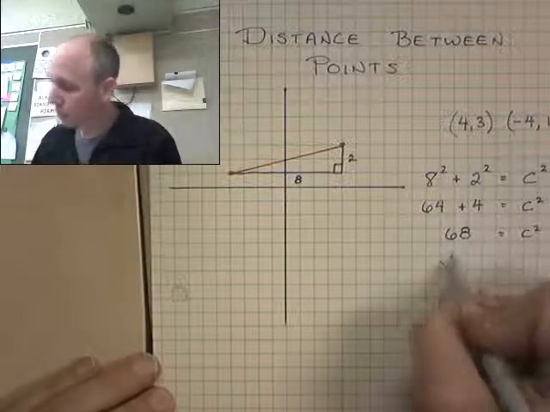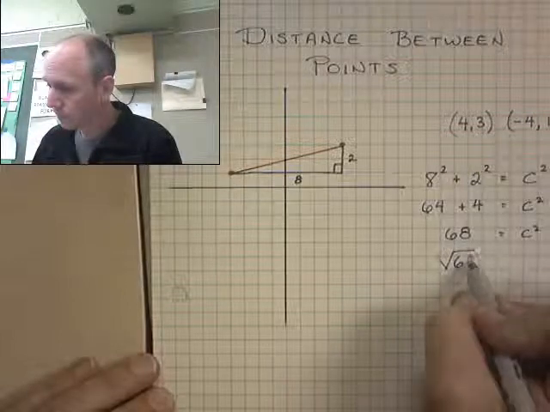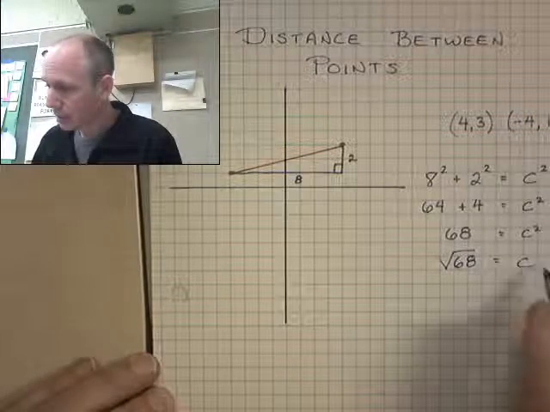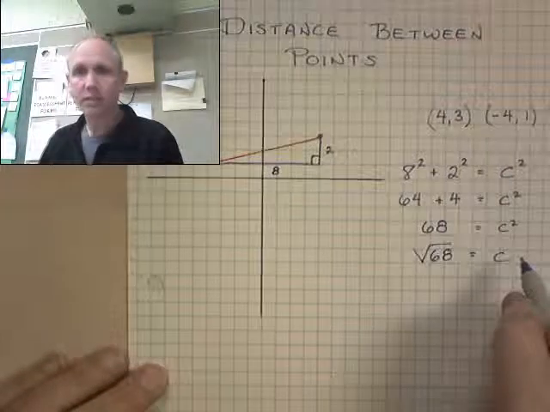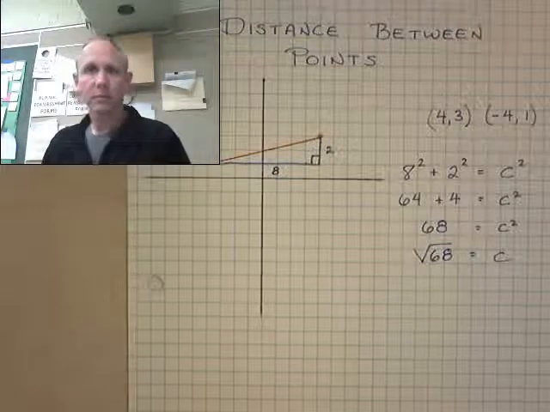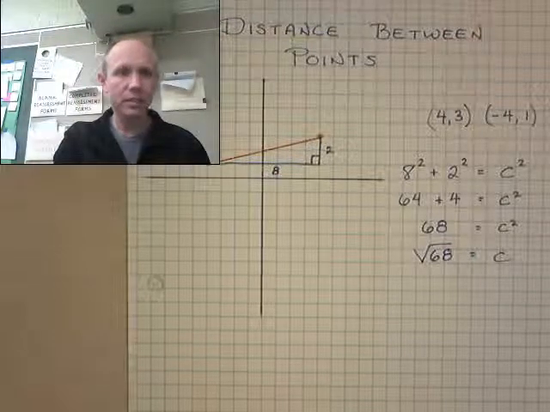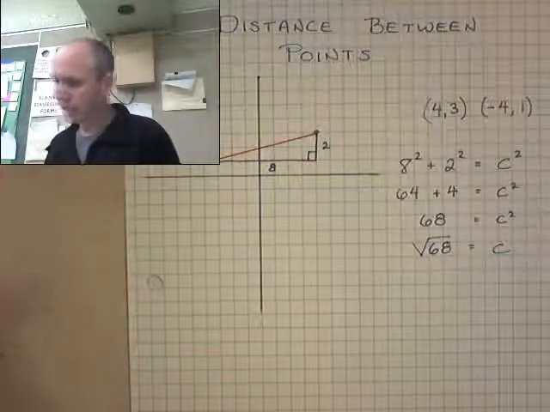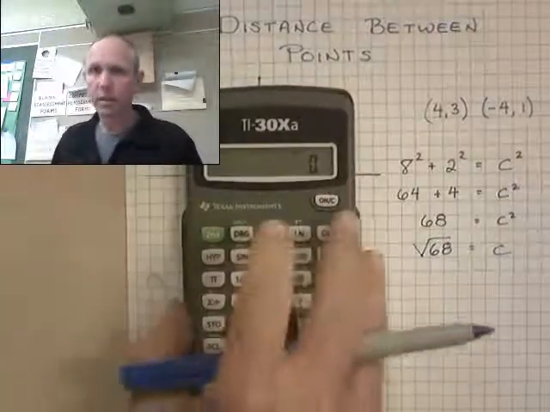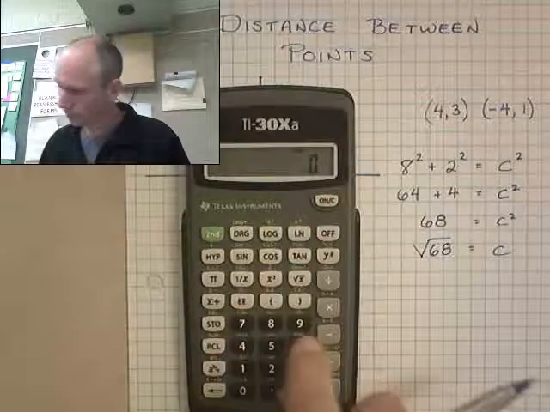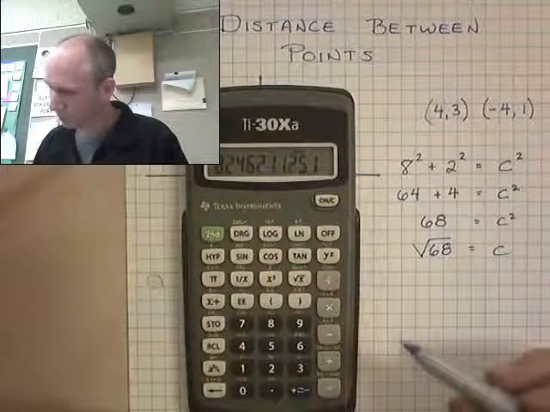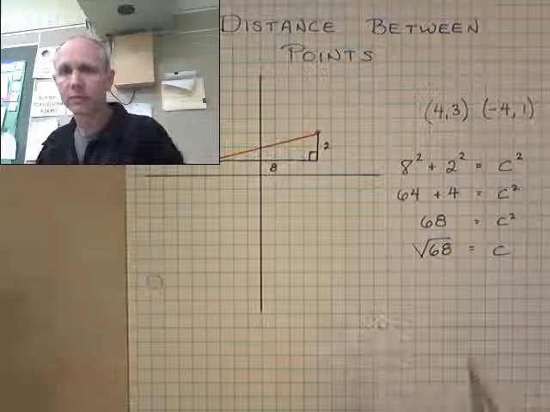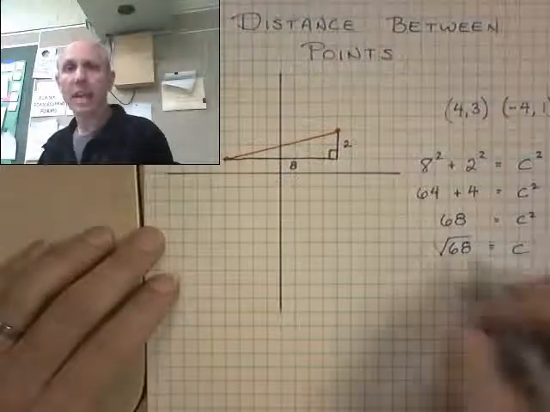So I'm going to take the square root of this. The square root of 68, well, that would be just c. Okay, I'm going to keep going. And that would be the square root of 68, 8.25. So the distance between those 2 points is 8.25.